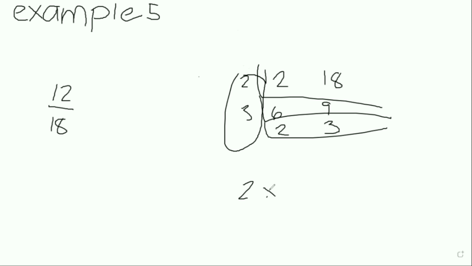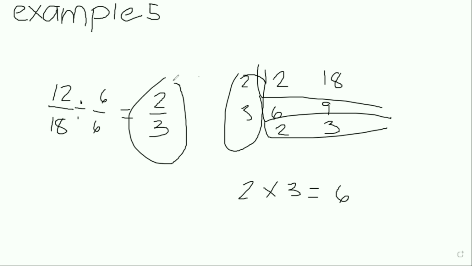times 3 equals 6. So let's divide 12 and 18 by 6. 12 divided by 6 is 2. 18 divided by 6 is 3. Therefore, the lowest term of 12/18 is 2/3.